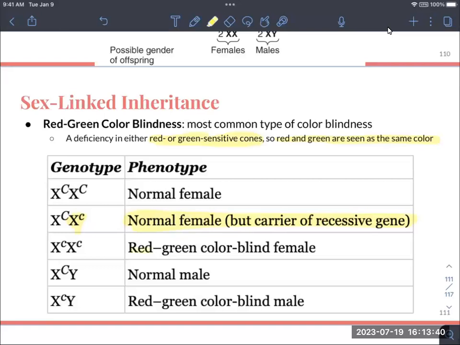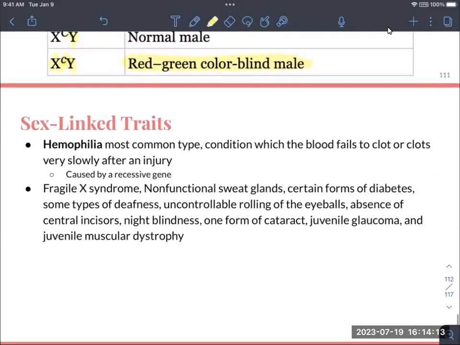They have to get that recessive gene from both parents. In males, it's more common to see it because of the Y chromosome. If the mother is a carrier, the Y chromosome doesn't have the color blindness allele, which makes it more common in males. Hemophilia.